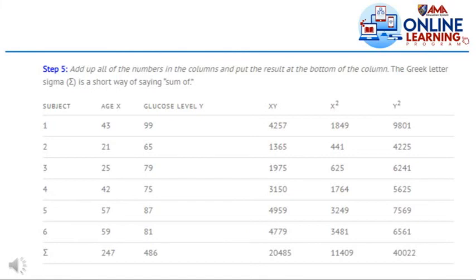Now we have to add up, or we have to get the summation of each column. So for the variable X, the summation or the total of the values of the X variables, we have 43, 21, 25, 42, 57, 59. If we add up all these values, we get 247. Then for column of Y, we get a total of 486. For XY column, we have a total of 20,485. For X squared, we have 11,409. And for Y squared, we have 40,022.